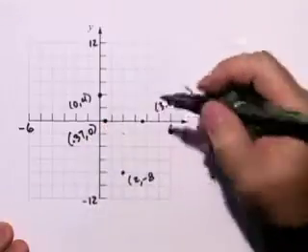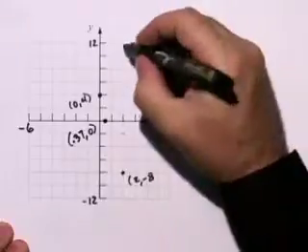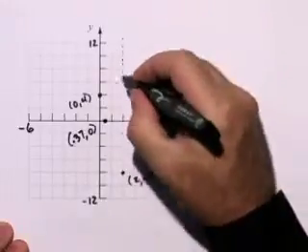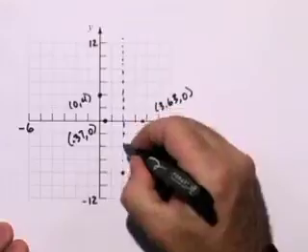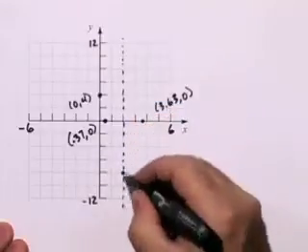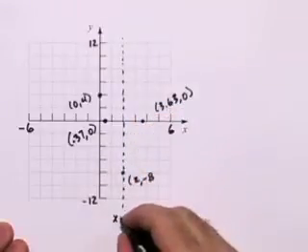We found our axis of symmetry was the vertical line x equal to 2. So we'll draw our axis of symmetry. Notice that it passes through the vertex. This is our line x equal to 2.